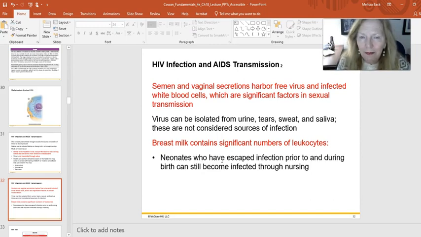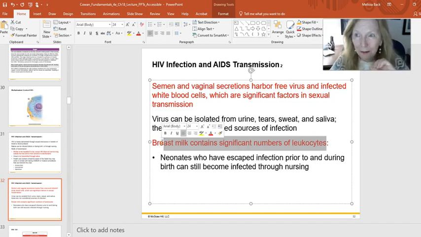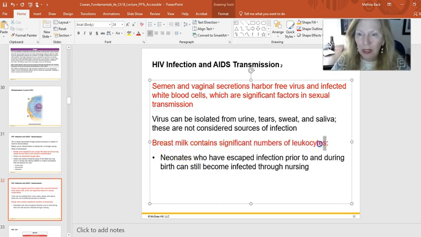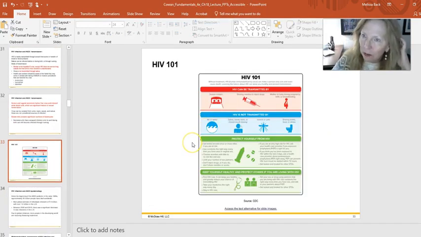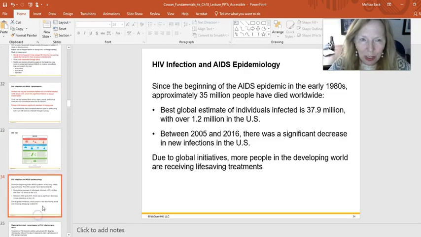But anyway, breast milk has a significant number of white cells, and so this is why HIV positive women should not breastfeed. We understand that this is a major route of transmission of this virus to newborns. Even if they somehow missed it as a fetus, if they're getting breastfed after they're born, this is a major way of transmission. Again, it cannot be transmitted through kissing, through saliva, that sort of thing, but it can be transmitted through other body fluids. So just something to look at and be aware of.